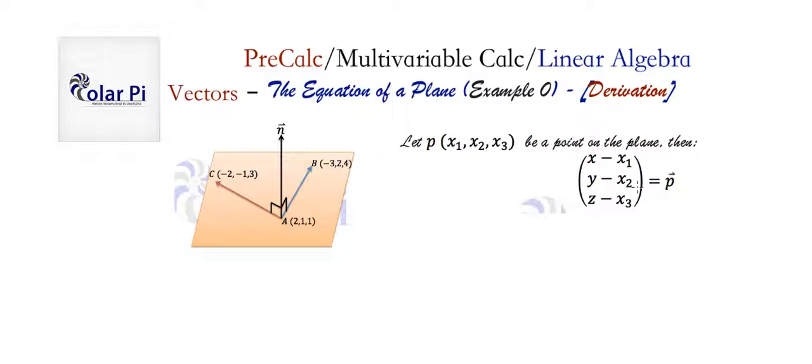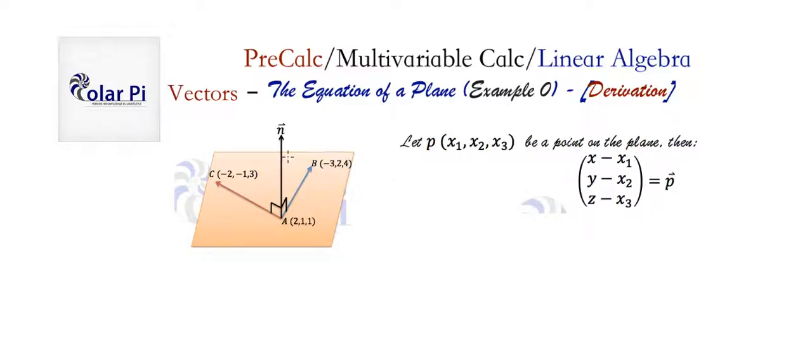What can we say about this vector P? Well, what we can say about any vector in our plane is that it must be perpendicular to this n vector. Any vector in our plane must be perpendicular to this vector n, and therefore this vector P must be perpendicular to this vector n.